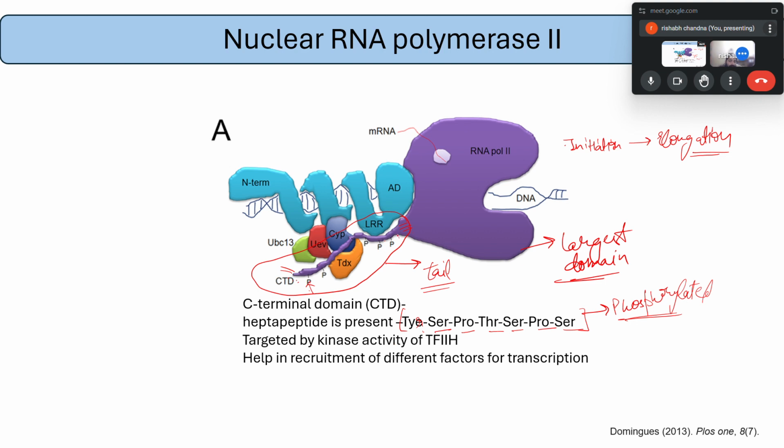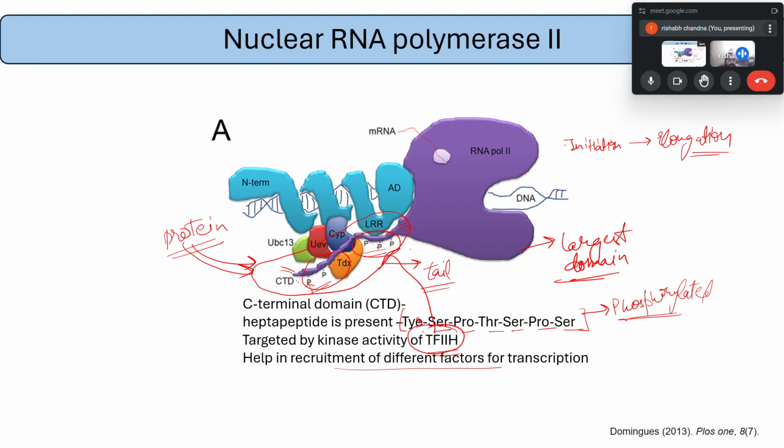Then what phosphorylates these particular residues is the kinase activity of another transcription factor, TFIIH. It has a kinase activity that phosphorylates the tail from time to time so that it can change the process. And why phosphorylate? Because this phosphorylation attracts different proteins that are important for the different processes, because a lot of transcription factors need to be used for elongation and for initiation. So this phosphorylation is important for attracting these proteins so that the process is accelerated, and it helps in recruitment of different transcription factors.